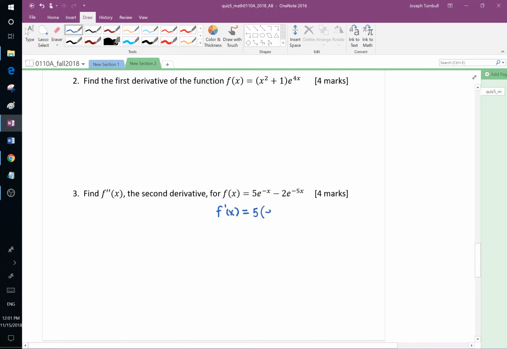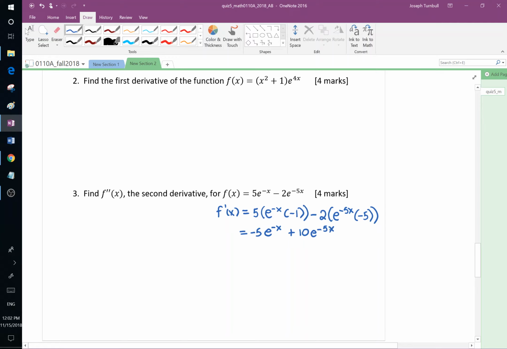So we have 5 multiplied by e to the negative x times the derivative of negative x, which is negative 1, minus 2 times the derivative of e to the w times w prime. So e to the negative 5x, that's the w part, times w prime. Derivative of negative 5x is negative 5. Before we continue, we should clean up the constants. Negative 1 times 5, negative 5, e to the negative x. And then the second piece, negative 2 times negative 5, positive 10, e to the negative 5x.